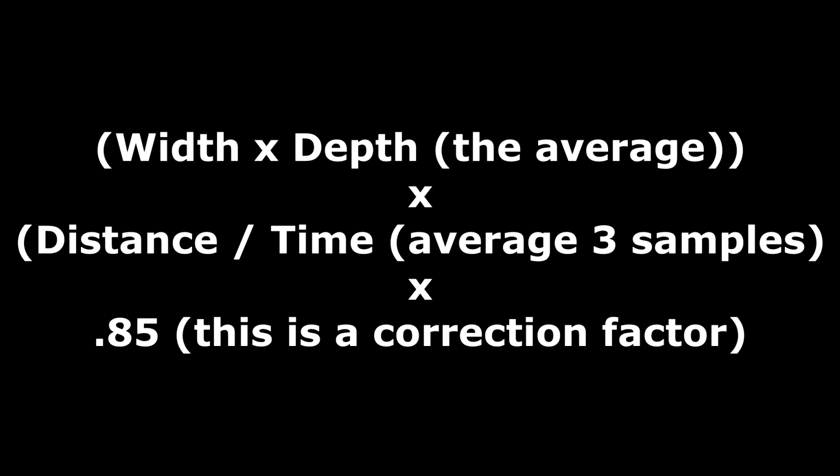Dysfunctional vet with a discussion about measuring low flow streams. The formula is width times depth, and you want to average the depth, times distance divided by time, and you want to do 3 samples of the time, and then multiply by 0.85. That is to correct for the fact that surface flow is faster than what's actually in the water. So this is just a correction factor.